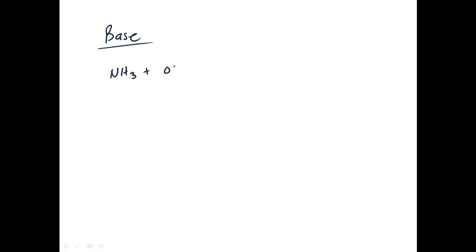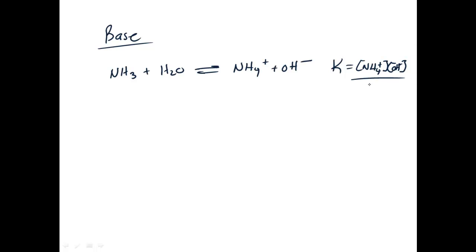And when we add ammonia to water, again, according to the Bronsted-Lowry definition, a hydrogen ion from water is donated to ammonia. We get the ammonium ion plus the hydroxide ion. Okay, if we write the equilibrium expression for this, we get K equals the concentration of the products, the ammonium ion and the hydroxide ion, divided by the concentration of the ammonia.